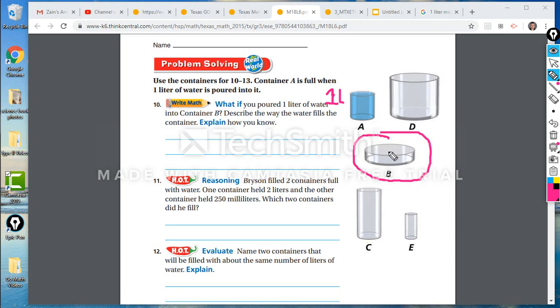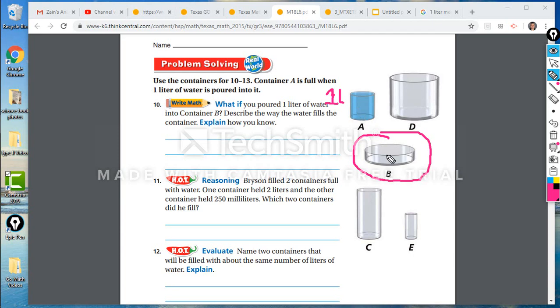And what you want to visualize, what you want to be thinking about, is the volume that this container has. Well, if I pour this liter into this container, just by observing this, it's probably going to fill it up, because the volumes are pretty much the same, except this one is shorter but wider. A is more narrow and taller than B.